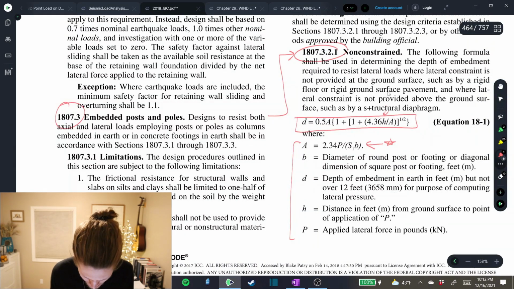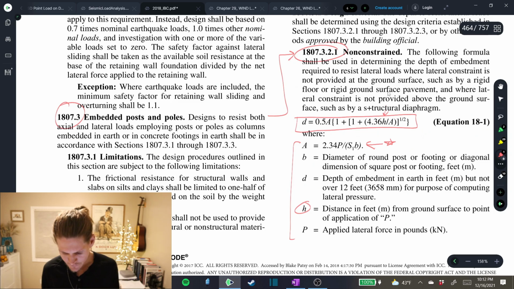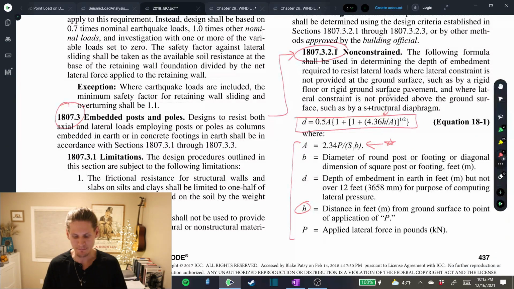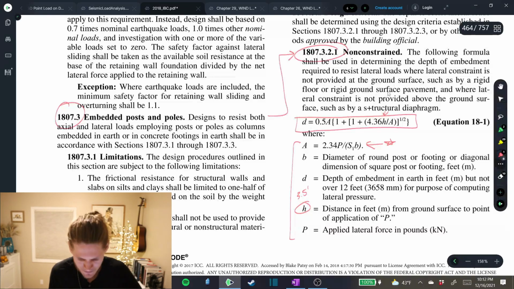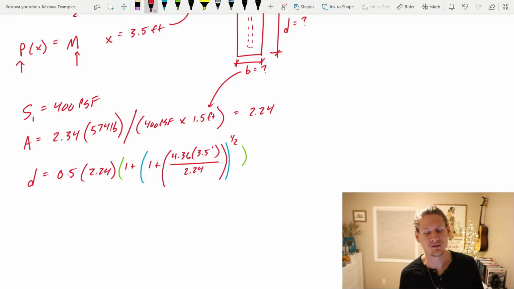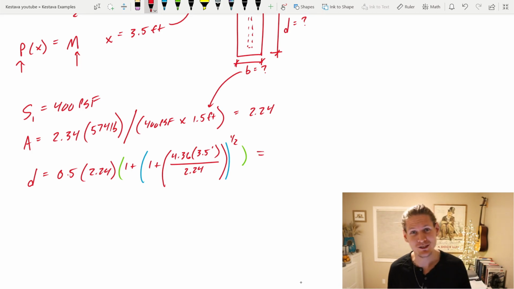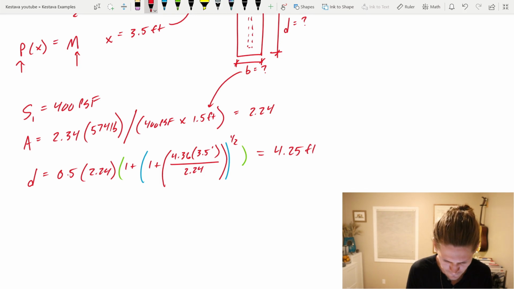I guess, H. And H is the distance in feet from ground surface to point of application of P. Remember, we already solved that. That's why I made you do all that funky jazz stuff at the beginning. H we know is equal to 3.5 feet. So we have everything. I threw some colors in because you need to keep track of those parentheses. You can let them get away from you pretty quickly if you don't look closely. D is equal to 4.25 feet.